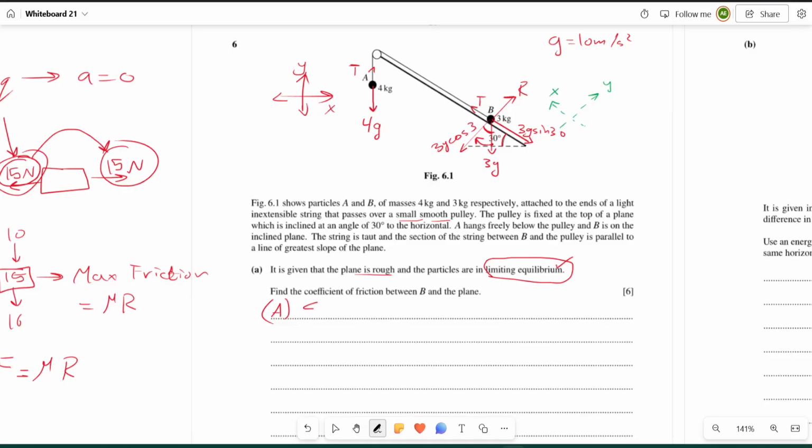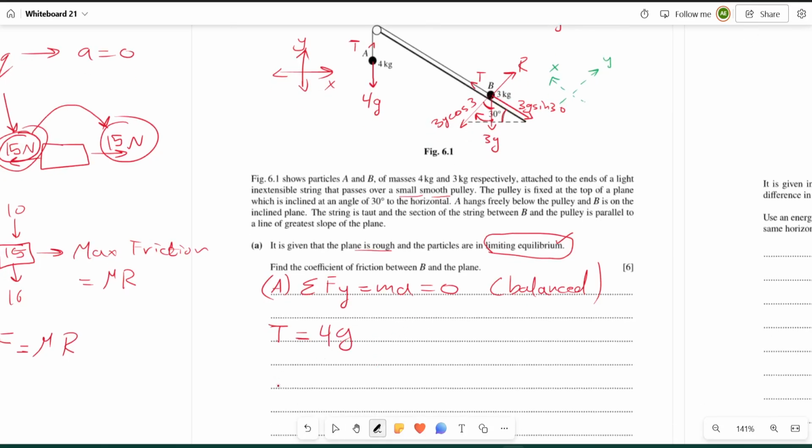So for A, I'm going to get sigma Fy, so I'm getting Newton's second law in the y direction. This should equal ma. Since I don't have any acceleration, this is going to equal 0. That means that forces are balanced, so I can straight away put in that the upwards forces, which is tension, are going to equal the downward forces, which are 4g, and this is my first equation.